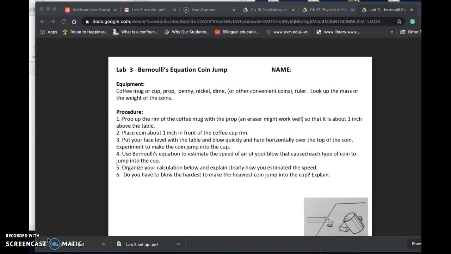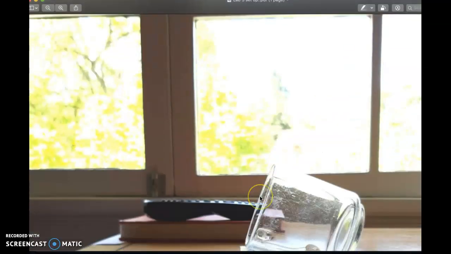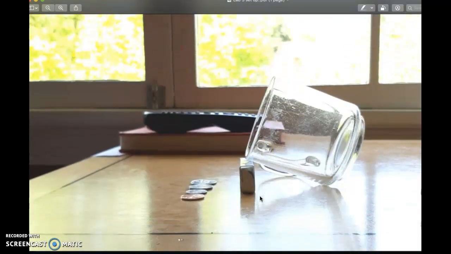Today I'm going to be going over my third lab, which talks about Bernoulli's equation and coin jumping. This is actually a pretty simple experiment that I did at home during the class period. As you can see from this setup, I have four different coins: a penny, a dime, a nickel, and a quarter. I have to blow on them right over the top to get them from where they are on the table into this cup.